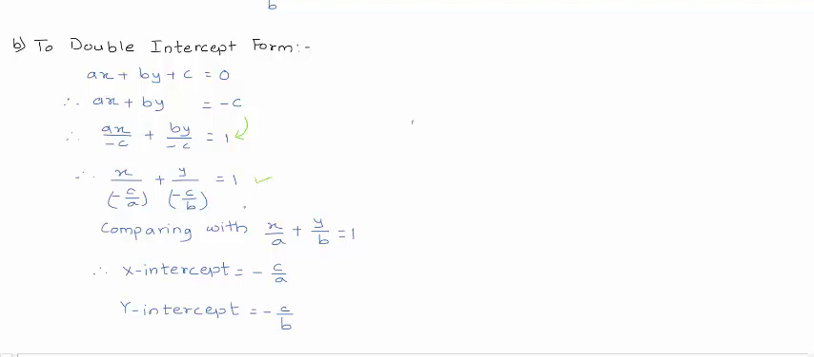And this is somewhat similar to double intercept form. So when we compare with double intercept form, we get x-intercept, that is a, as minus c by a, and y-intercept is minus c by b.